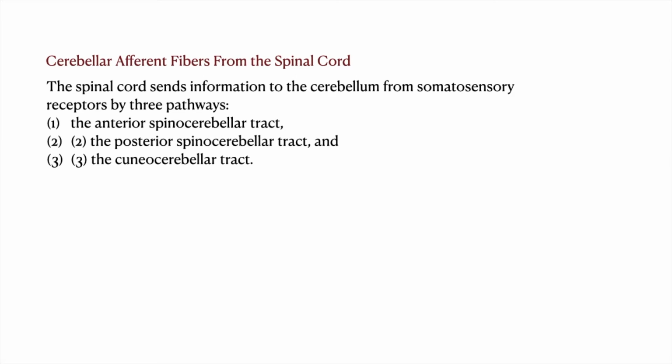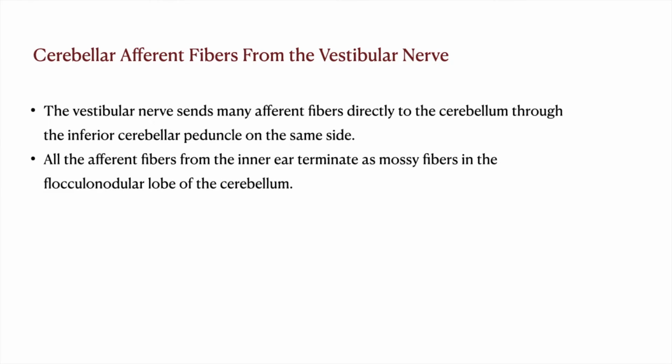Cerebellar afferents come from the spinal cord as well through three major pathways, which are the anterior spinocerebellar tract, the posterior spinocerebellar tract, and the cuneocerebellar tract. The cerebellar afferents come from the vestibular nerve as well. The vestibular nerve sends many afferent fibers directly to the cerebellum through the inferior cerebellar peduncle on the same side. All the afferent fibers from the inner ear terminate as mossy fibers in the flocculonodular lobe of the cerebellum.